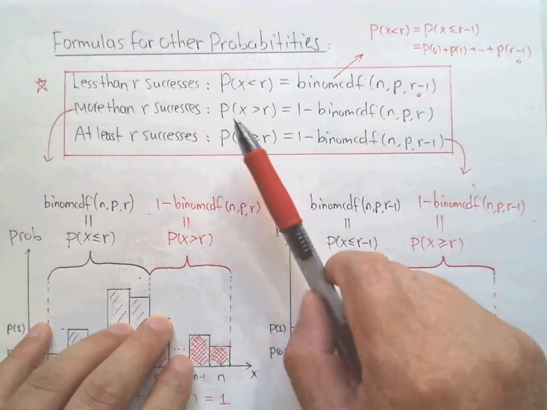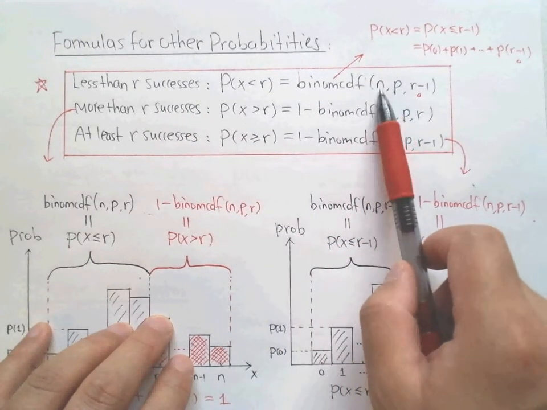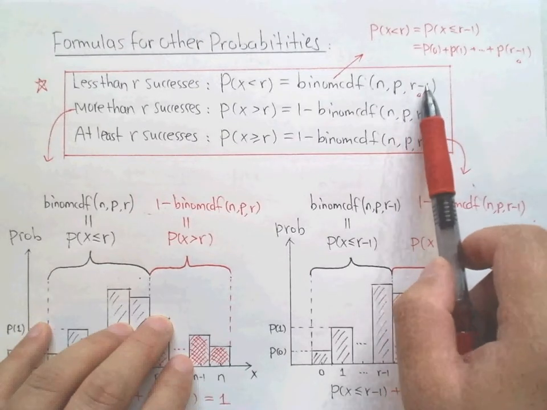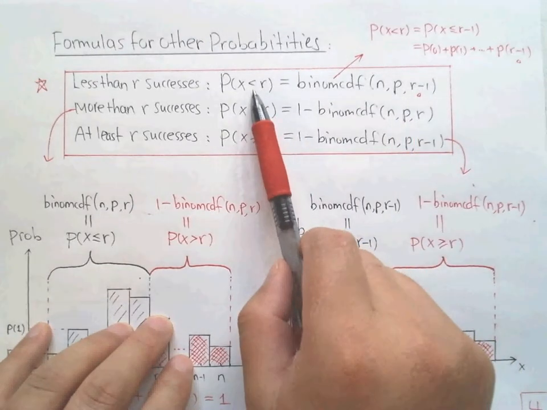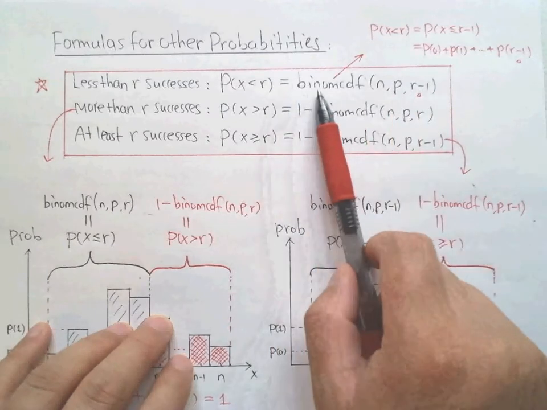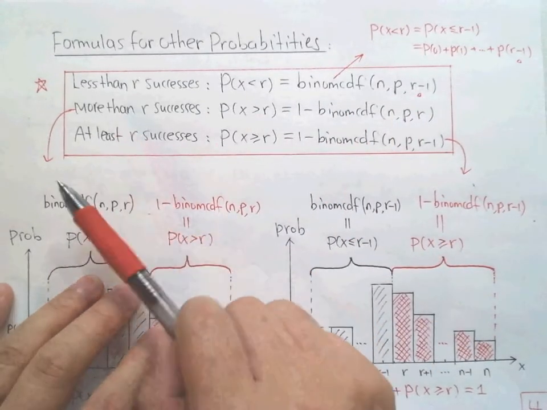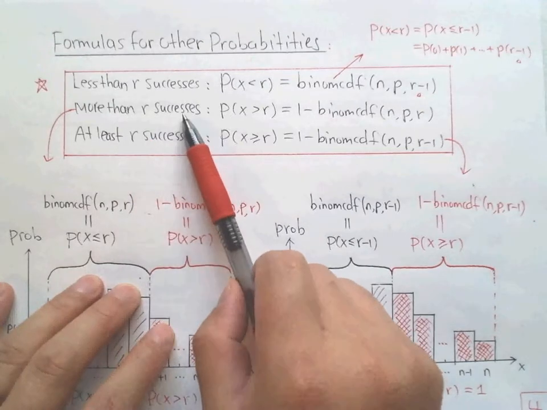Okay, binomial CDF for N, P. N, P is from the distribution, the total trials and the probability of success, with R minus 1. Keep in mind that if there is no equal sign, it is minus 1. You know what this means. That's easy to determine. However, we have these 2 more.